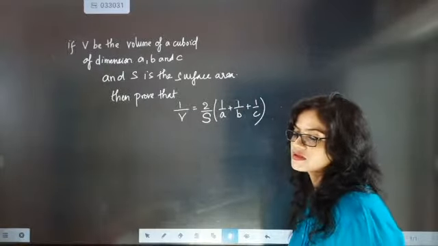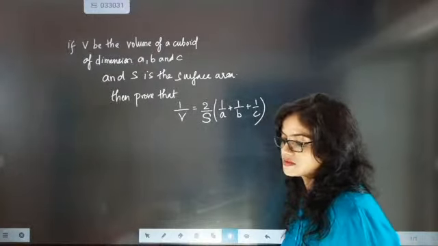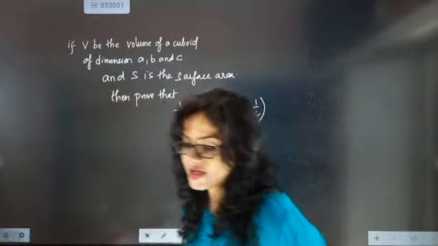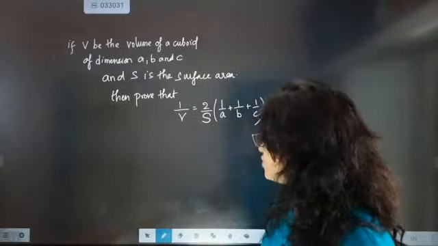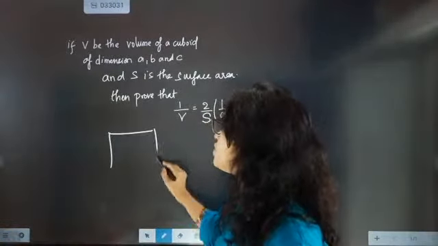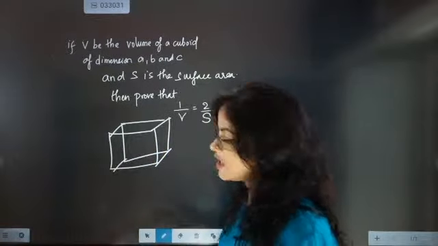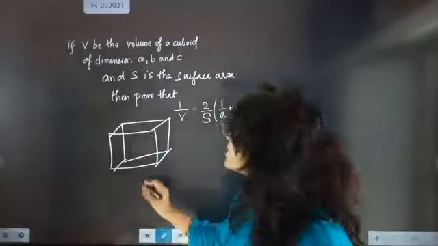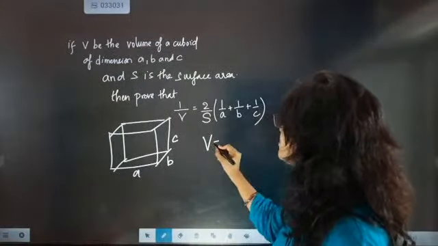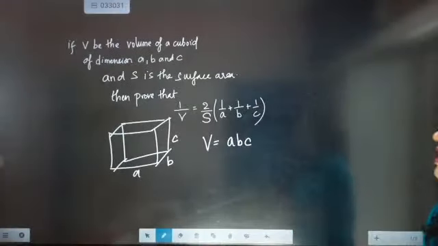Anyone solved? Done? Super, Shika. Now look here, beta. In this question, what is exactly given to you? They told that a cuboid is there and the dimensions of the cuboid. So first we are going to draw a cuboid. What will the dimensions of the cuboid be? Keshav, Vishal, Shrutika, everyone tell me. The dimensions of the cuboid are A, B and C. So what will be the volume? The volume is A, B, C.